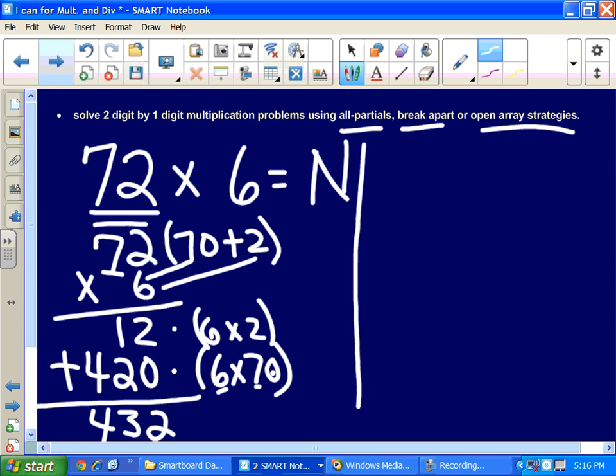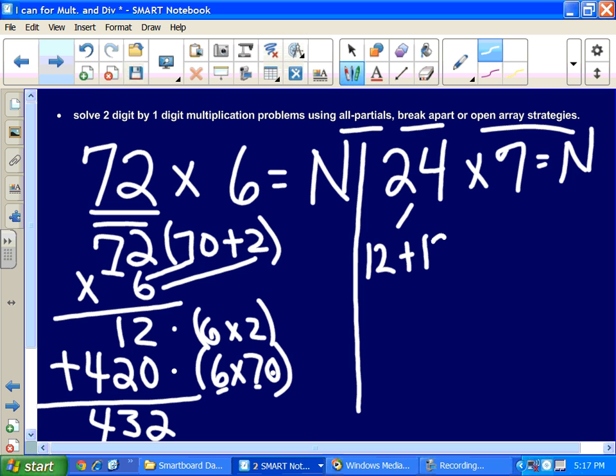If we wanted to, we could break a problem into two easier parts, not necessarily by place value. So let's say we had 24 times 7 equals n. So I can look at 24 as 12 plus 12 also. I don't have to separate it by its place value. So then I would have to make sure that I multiply 12 groups of 7 and then another 12 groups of 7 and add them together.